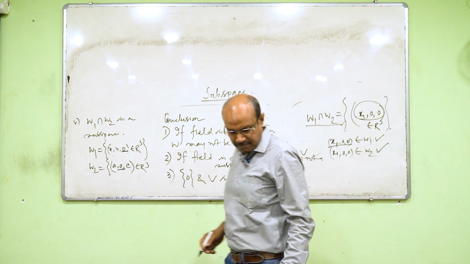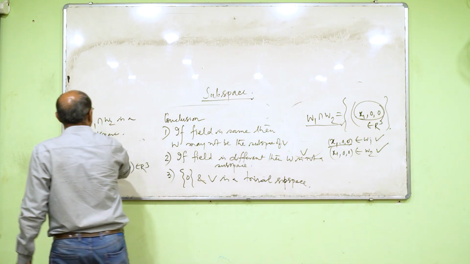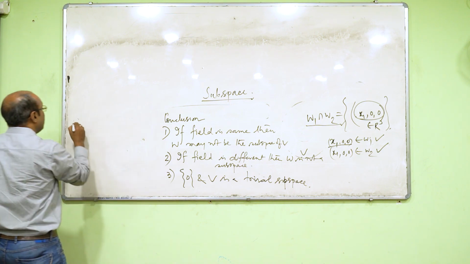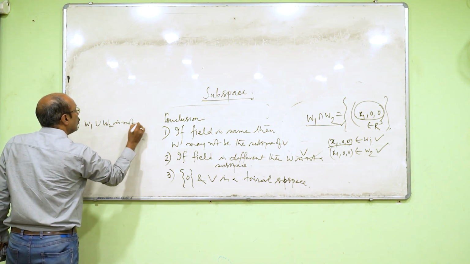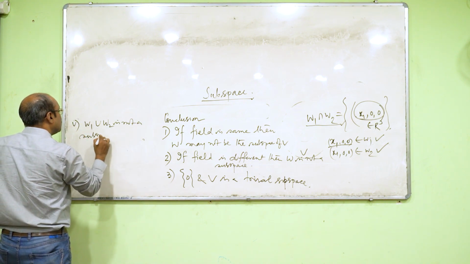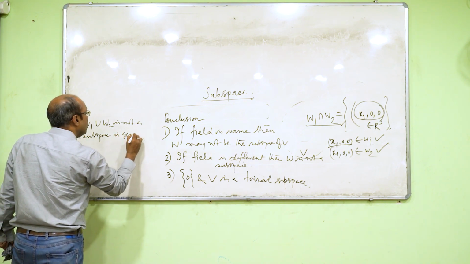Similarly, number 5, W1 union W2 is not a subspace in general.